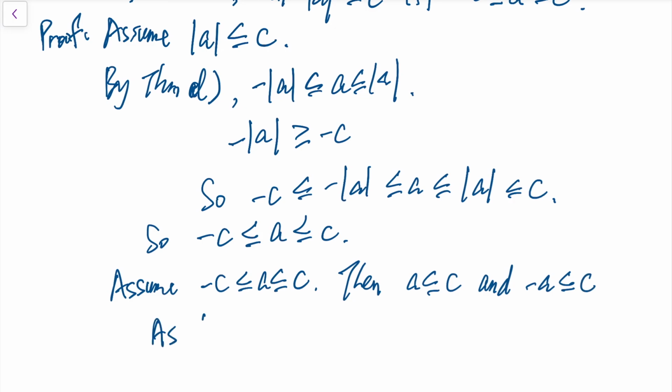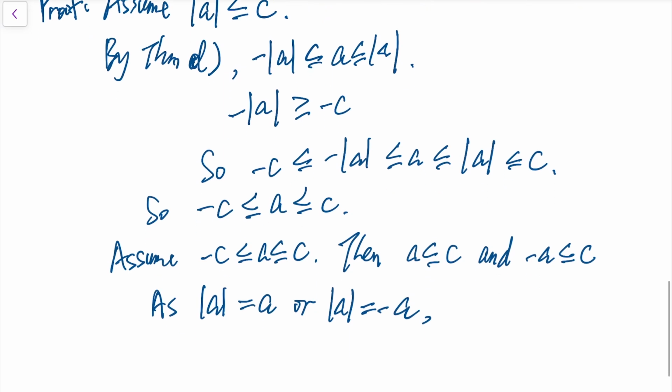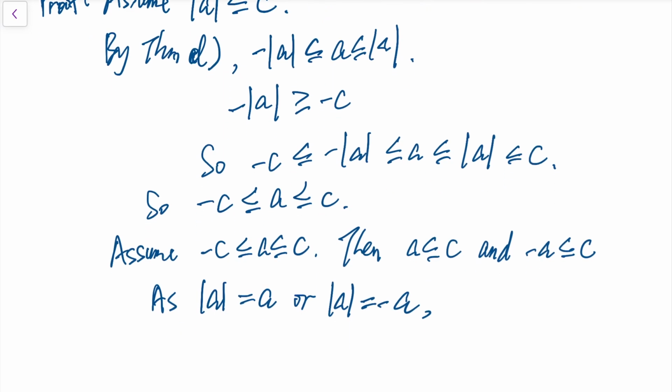As the absolute value of A is equal to A, or the absolute value of A is equal to negative A, and we know that both A and negative A are smaller than or equal to C, we have the absolute value of A is smaller than or equal to C.